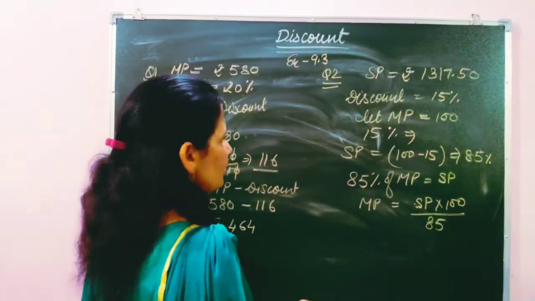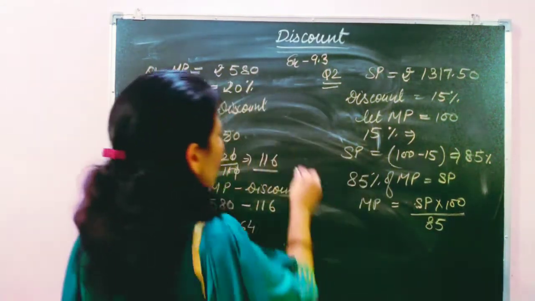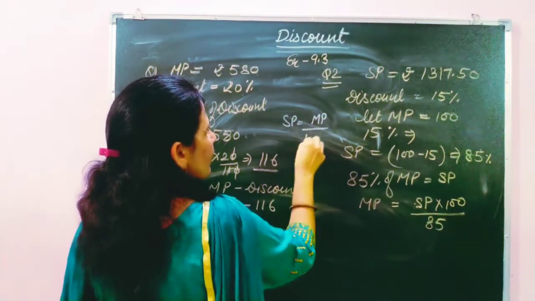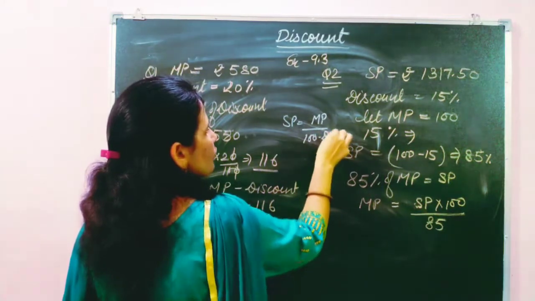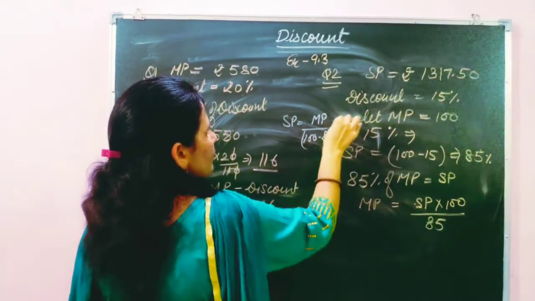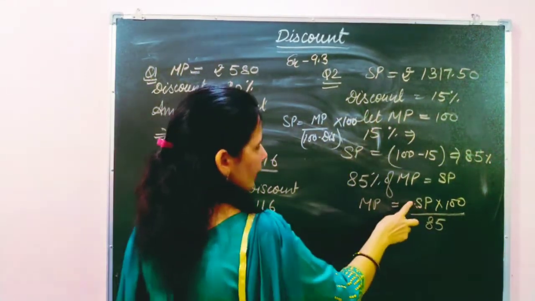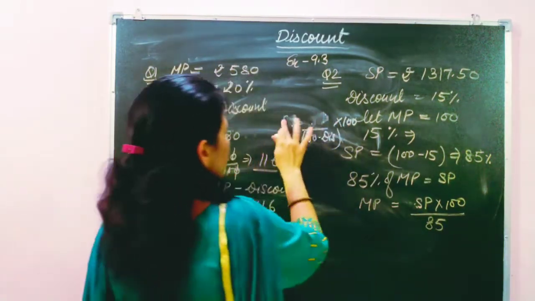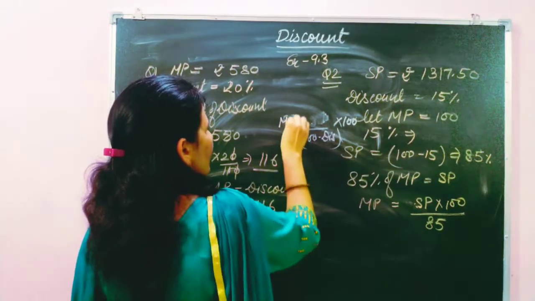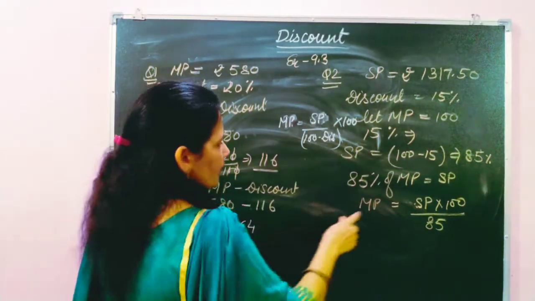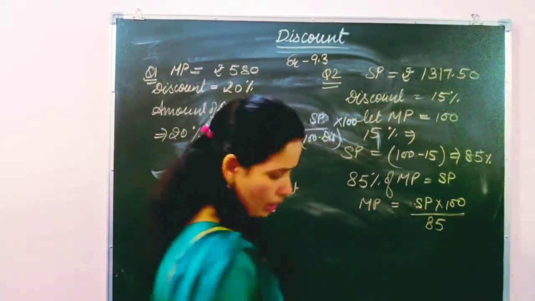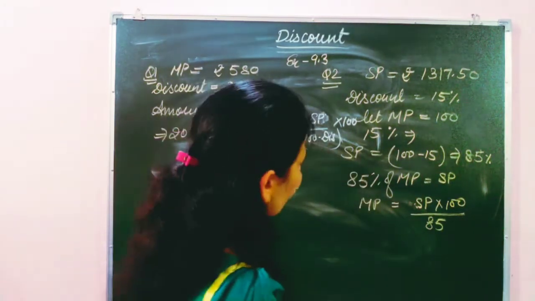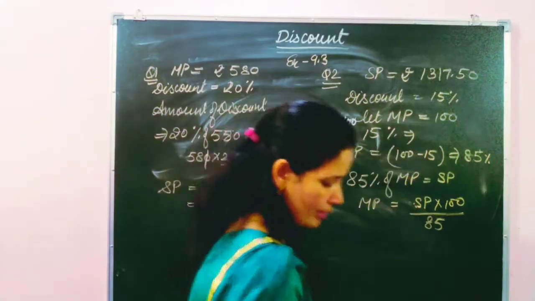Now another formula students you can use here, how to find the SP. Sorry, not this, we have to find out the mark price. So here we will write SP, 100 minus discount, multiply by 100. So here the SP is rupees 1317.